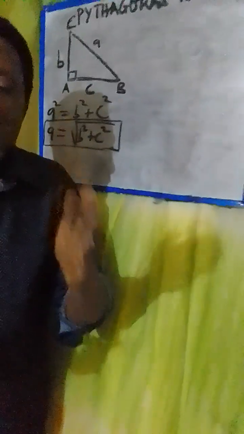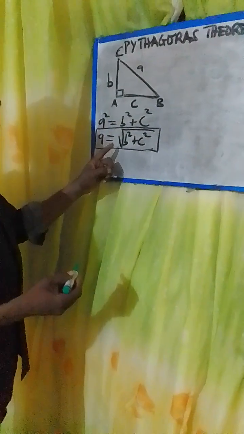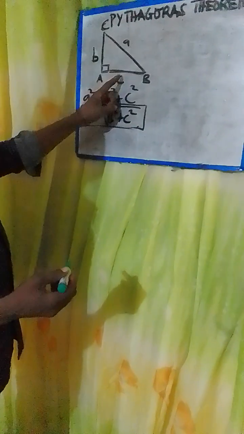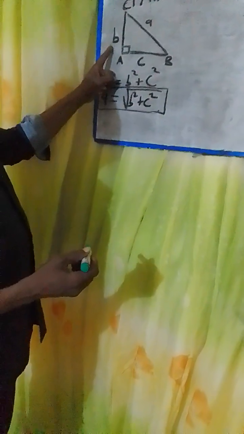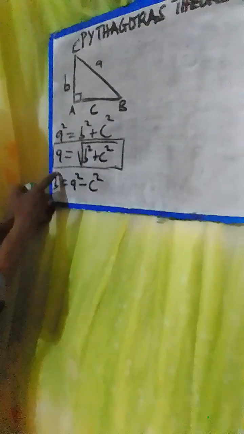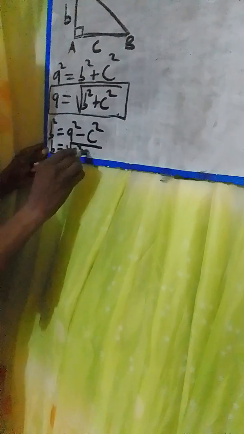When two sides of a right angle triangle are given and you are asked to look for the longest side of the right angle triangle, you apply this, and this is the Pythagoras theorem. If you are given this side and this side, and you are asked to look for this side of the right angle triangle, you say B squared is equal to A squared minus C squared. To remove this index 2, B is equal to the square root of A squared minus C squared.